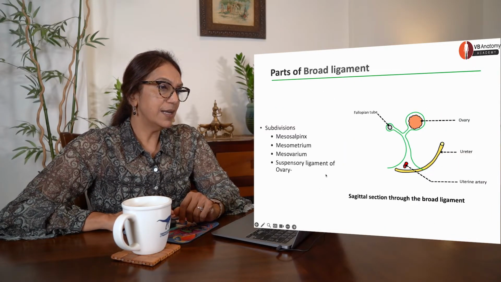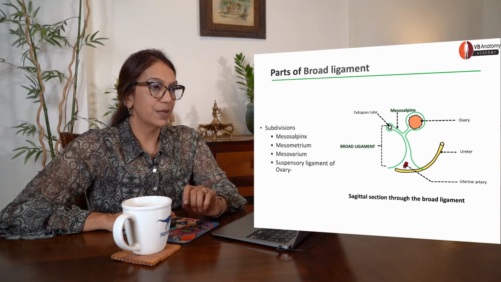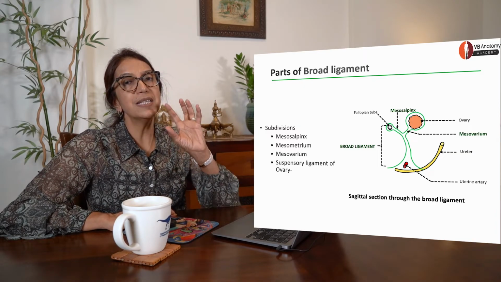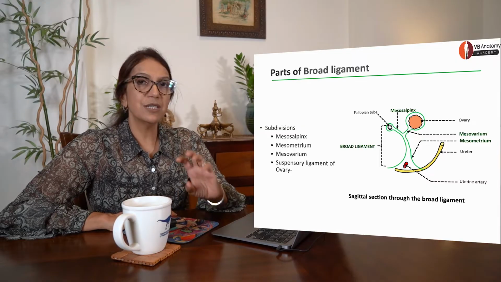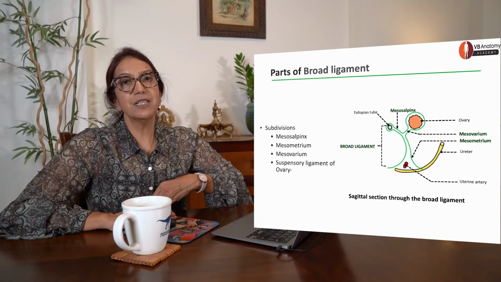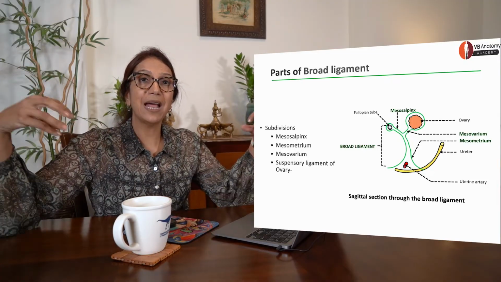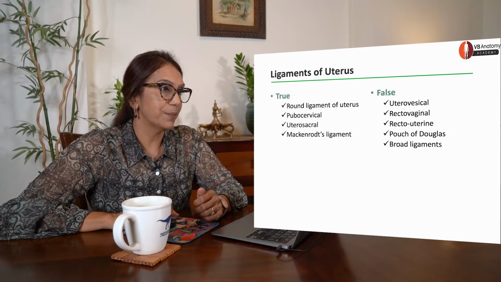It is divided into the mesosalpinx, a fold that suspends the fallopian tube; the mesovarium, a fold that suspends the ovary posteriorly; the lower part, which is the mesometrium; and the suspensory ligament of the ovary, which suspends the ovary from the lateral wall and helps blood vessels reach the ovary through this fold.